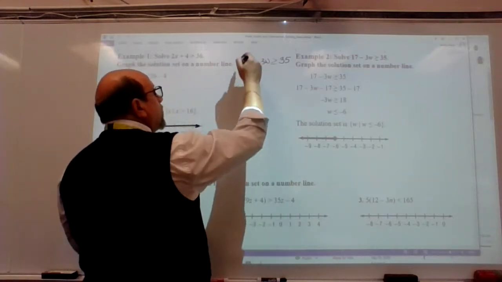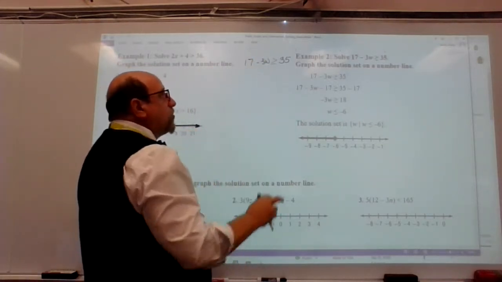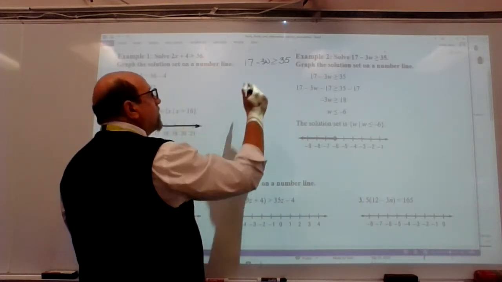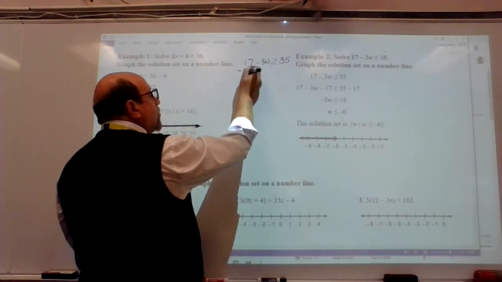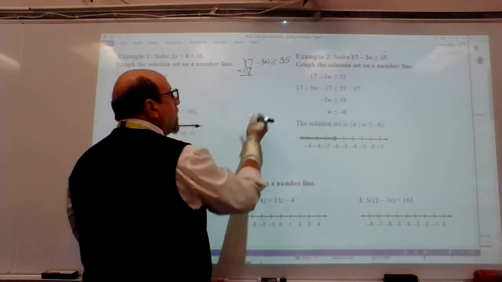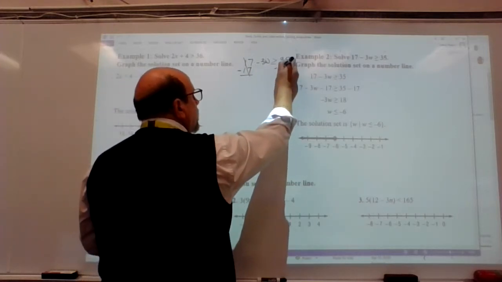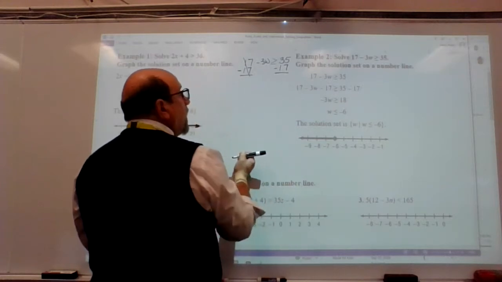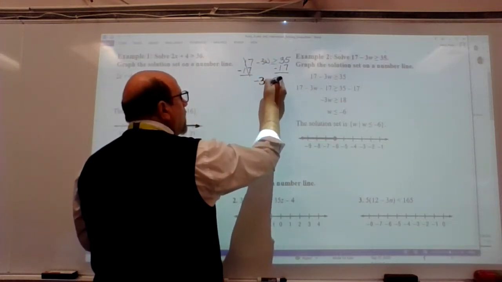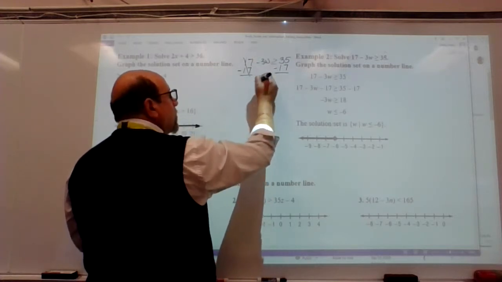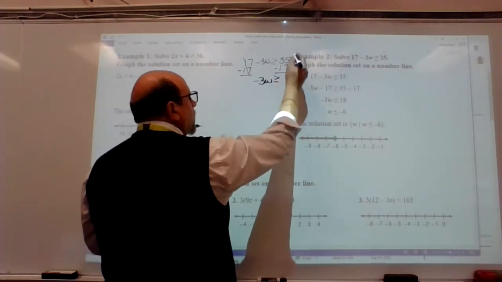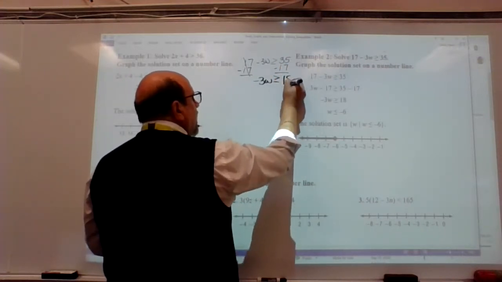And this is what's being tacked on. This whole number is being tacked on. So I have a positive 17. How do I undo that? I show minus 17 or negative 17, and I get rid of it. Well, I put minus 17 there, and then I bring down my negative 3w. I keep the operation symbol as a negative. I show greater than or equal to, and then 35 minus 17 is actually 18.